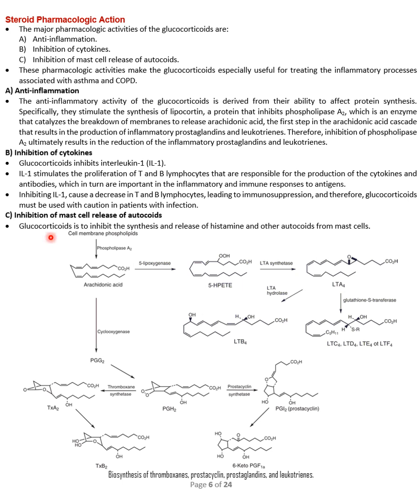And the third mechanism of action for the glucocorticoids is that they inhibit the mast cell from synthesis and release of autocoids such as histamine and other chemicals such as serotonin and other chemicals. I can't remember their names now. Anyway.